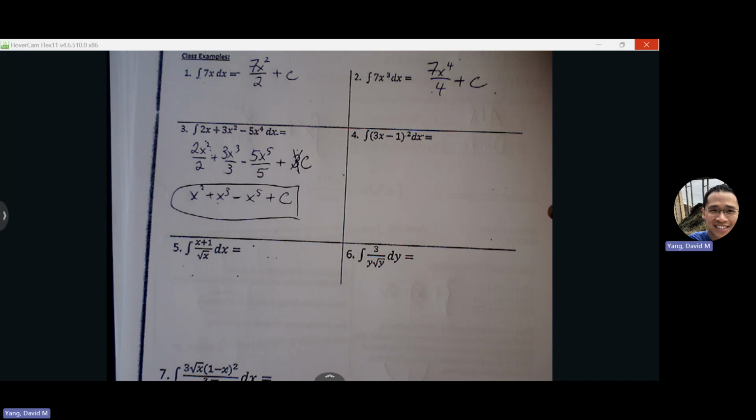There is no chain rule. We have something called u-substitution, which we're going to learn later, which is kind of like the inverse chain rule. It's like chain rule kind of pulls everything apart, and u-substitution is going to put everything back.